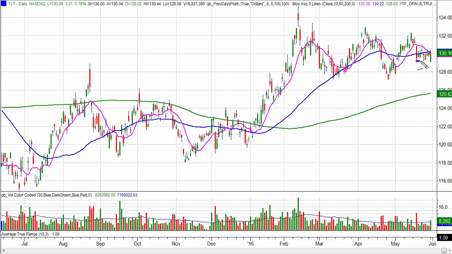And we look at the compression in the TLTs. For the last roughly 2 weeks, TLTs have gone nowhere. Now, the TLT will consolidate for 2 weeks every once in a while, but not necessarily to this extent. And it's sitting on the blue line here, which is the 50-day moving average. And really, it's not just that it's sitting on the 50-day moving average, but that if you look at this from a bigger picture, and I'm going to look at the weekly in a second, you'll see that the compression is actually a compression within an even longer period of compression.